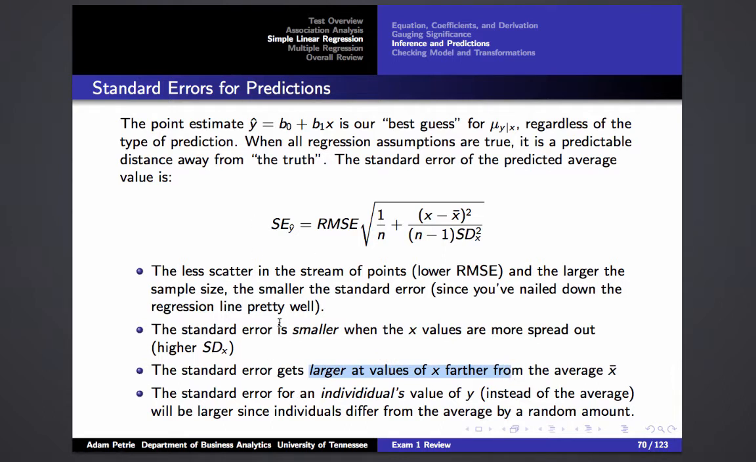You should know all these things. But one of the key things is that the standard error for an individual's value of y, compared to the standard error for the average value, is always going to be bigger, because individuals differ from the average by a random amount. So the key thing to remember is that there are formulas that tell you how far off you think your estimated predicted value is from the truth, and they depend on a few of the characteristics of the data itself. But if you're trying to predict an individual's value of y, that's harder than predicting the overall average, because who knows how far off that individual is going to be away from average. Its standard error is going to be bigger.